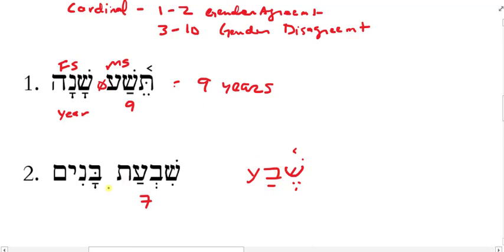Okay. Now look at what I have here. I have shivat. Is that a masculine or a feminine form of 7? You see that tav at the end? Yeah, that's feminine. Good. The numbers, the units, 1 through 10, these are always singular nouns, by the way, so it's feminine singular. But look at the ending. Is it absolute or construct?